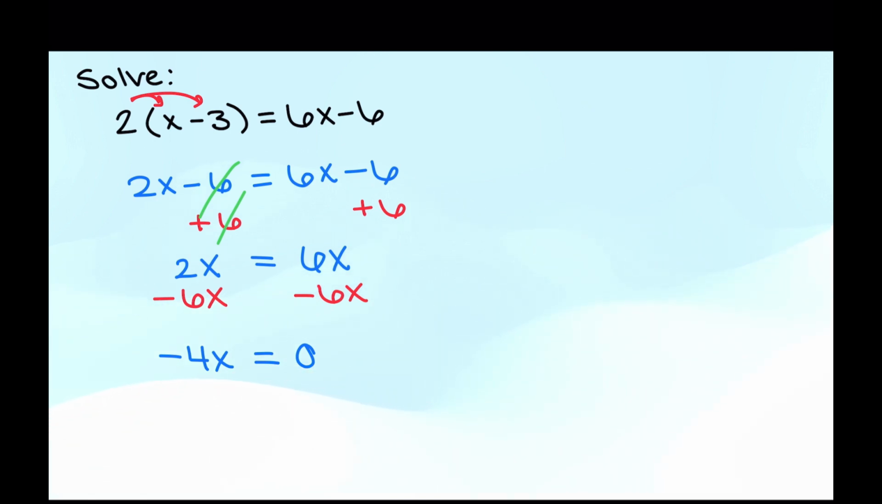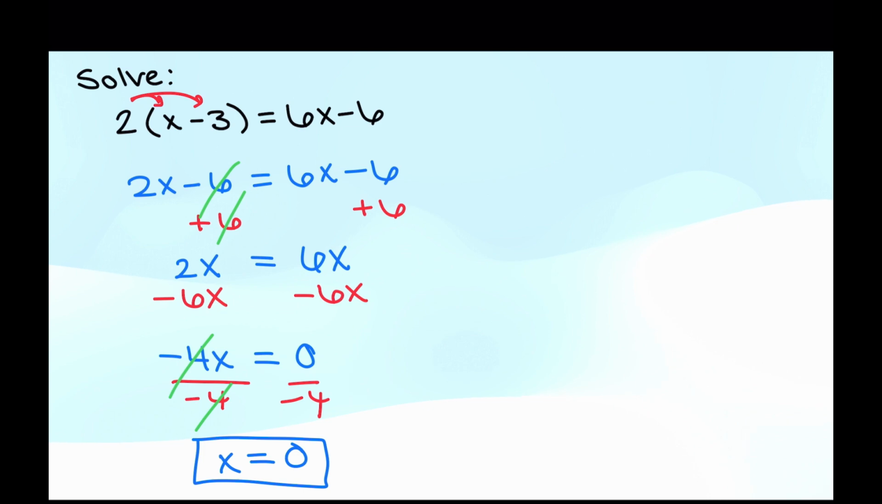We can keep going with our process. We want to get the x by itself, so we have to divide by negative 4. Negative 4 divided by negative 4 is 1, so 1x equals 0 divided by negative 4 is 0, and that's our solution. X equals 0.